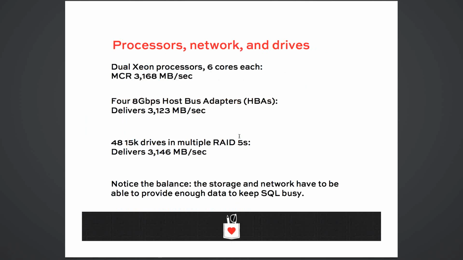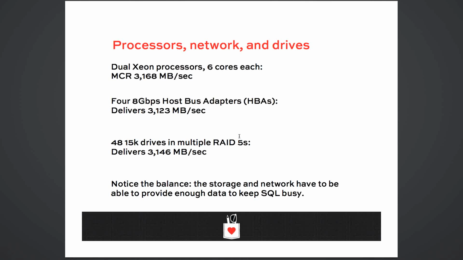2 Xeon processors that have 6 cores are able to consume their MCR, maximum consumption rate. They are able to consume 3,168 megabytes of data per second. It's a really big number. That is assuming the CPU goes straight up to 100% while it's churning through all that data.